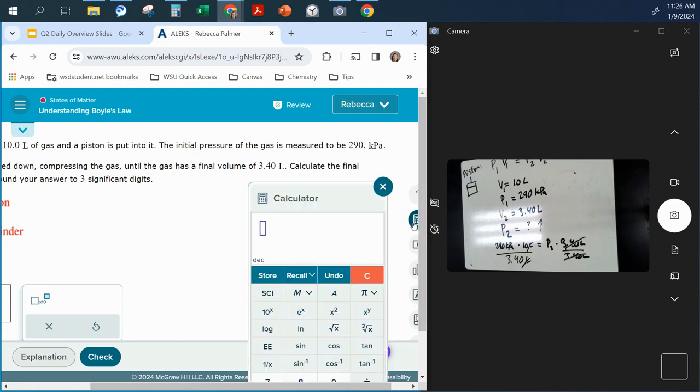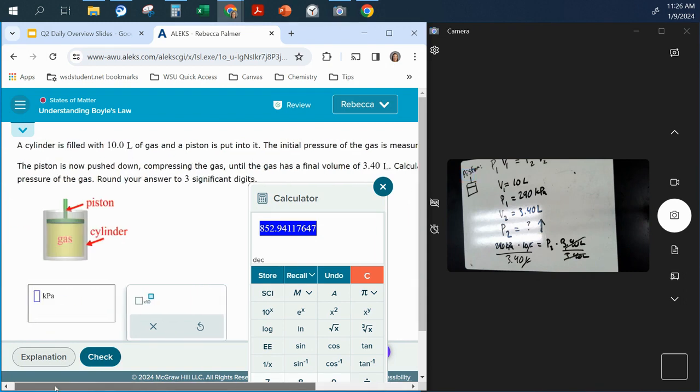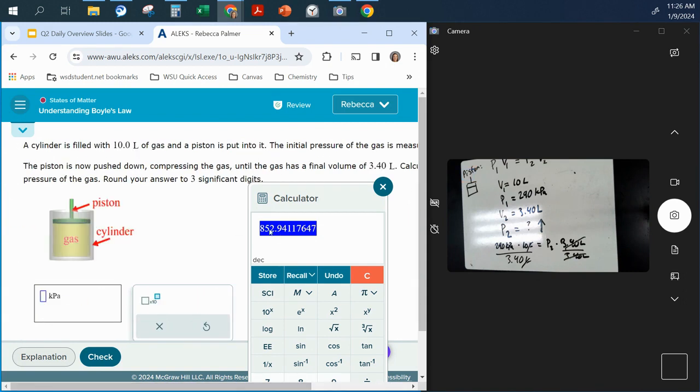So we're changing our initial pressure by multiplying by this ratio, 10 divided by 3.4. All right, and then we need to check, we expected our pressure to go up. Did it go up? Yes. And also we need to look at the numbers in the question. Practice figuring out sig figs. 3, 3, 3, so our answer should have 3. There's a 9 here, so I have to round that up.